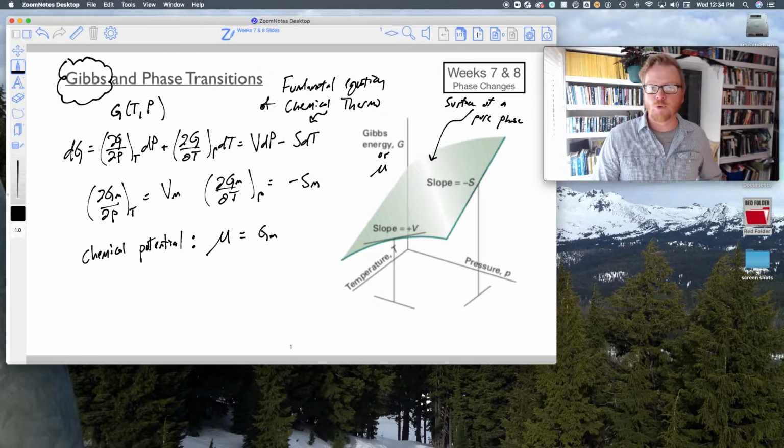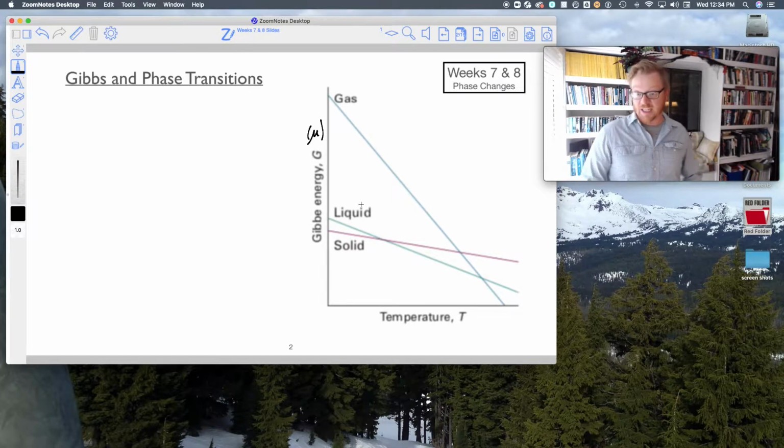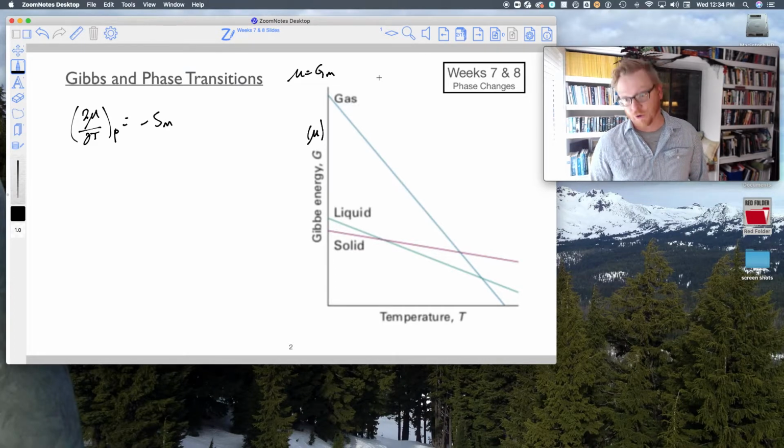So we could actually change this plot to be Gibbs or chemical potential, and that would work. Okay, so moving along, here I'm plotting, we're just going to focus on Gibbs versus T, and also remember this could be mu versus T, chemical potential versus T. And remember here, partial of mu by partial of T at constant P equals negative molar entropy. Okay, so that's the kicker, mu equals the molar Gibbs free energy.